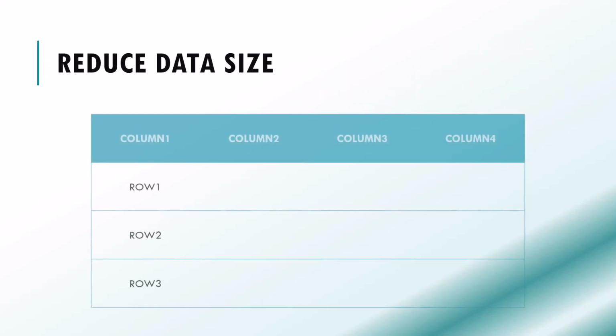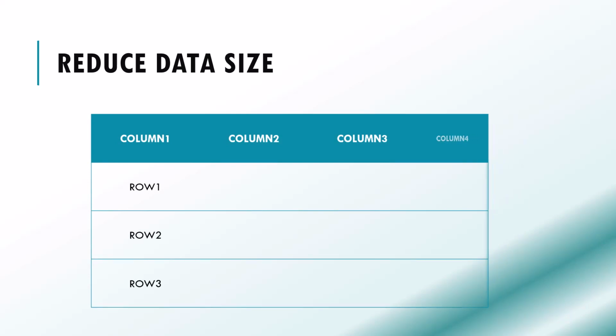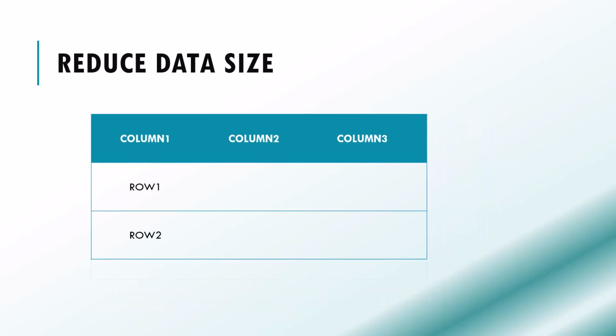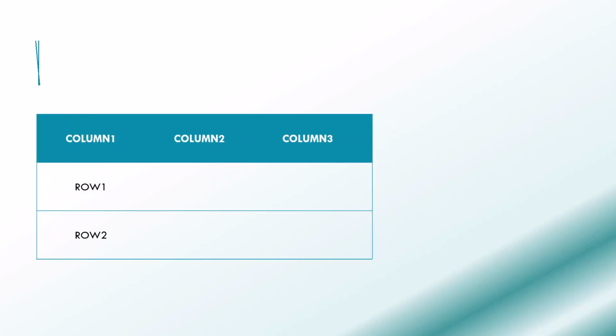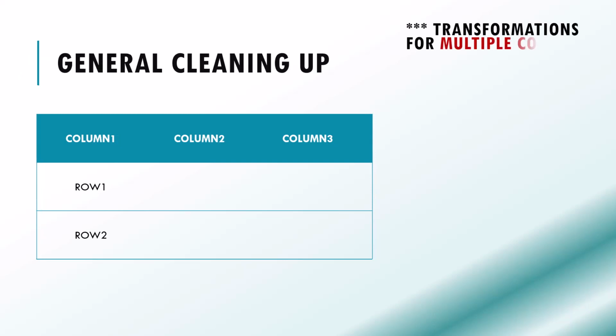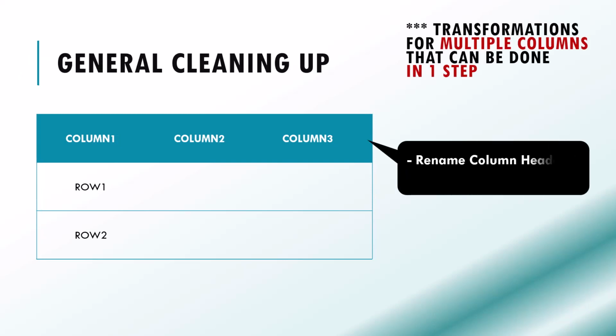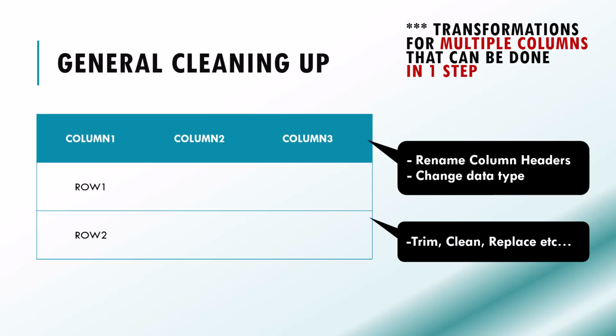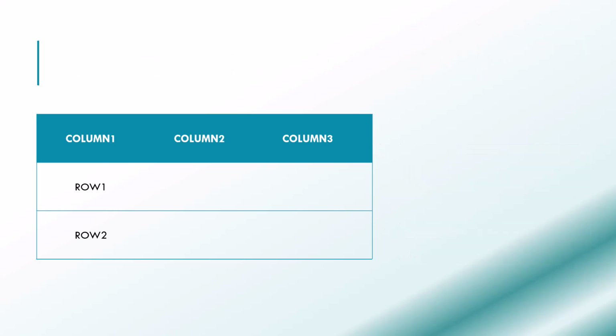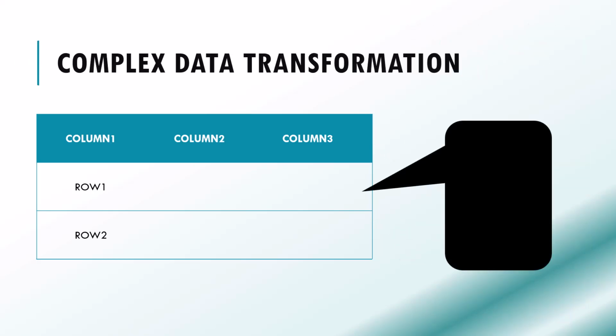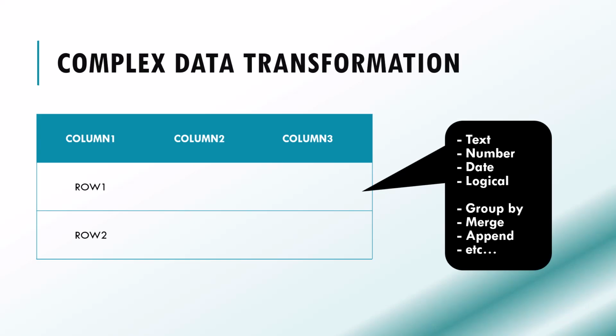When performing data transformations, I usually follow a standard workflow. First, I would reduce the data size in terms of columns and rows. It is important when you work with big datasets with millions of rows. Secondly, I will do some general cleaning up, such as renaming the column headers, changing data types, and so on. Once everything is tidied up, I can finally perform more complex data transformations or calculations.